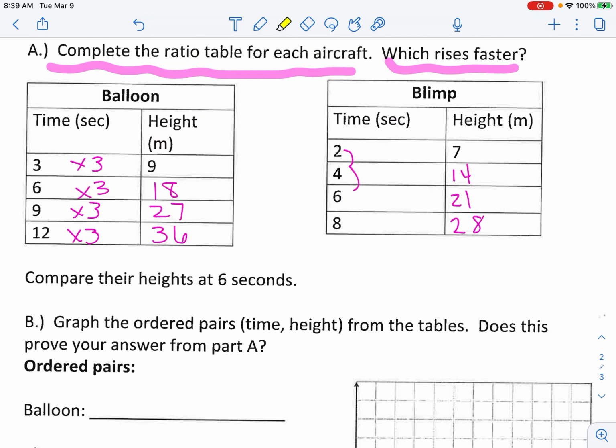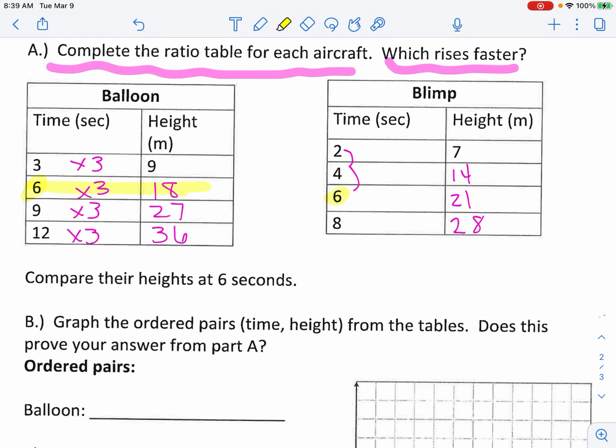So now what we're going to compare, we're going to find something that they have in common. So I'm going to look at my numbers on the left, the time in seconds. So there's a 3 over here and a 2 over here. So that's not the same. There's a 6 for the balloon. Oh, and there's a 6 for the blimp. Okay. So those are the 2 rows that I'm going to compare.